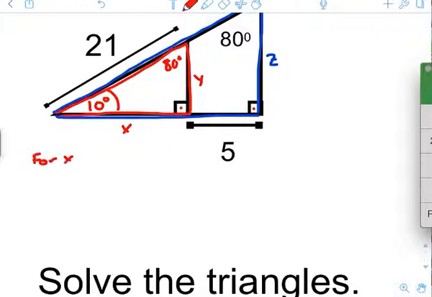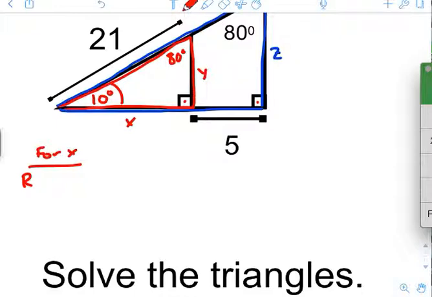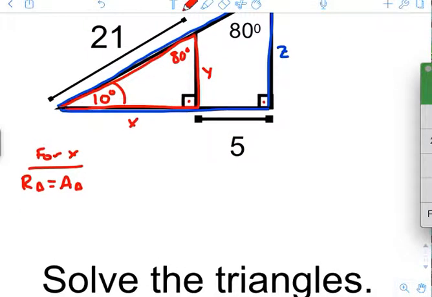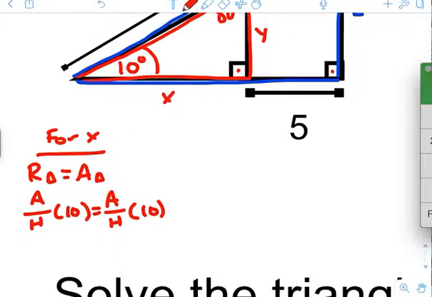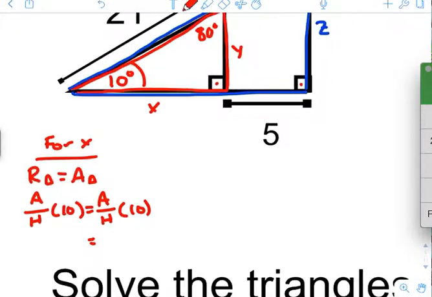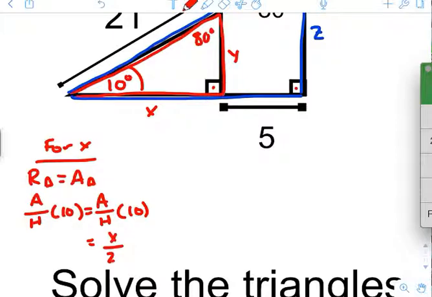Okay, so if I'm going to solve for x, it's a routine at this point: reference triangle is equal to actual triangle. Let's pick a ratio based on 10. I'm going to have to use the hypotenuse at 21 because it was given to me, and we're trying to find x. Well, x is adjacent to 10, and of course I have my hypotenuse. So I have adjacent over hypotenuse for 10 degrees, for my reference and also for my actual. In my actual triangle, adjacent over hypotenuse would be x over 21.